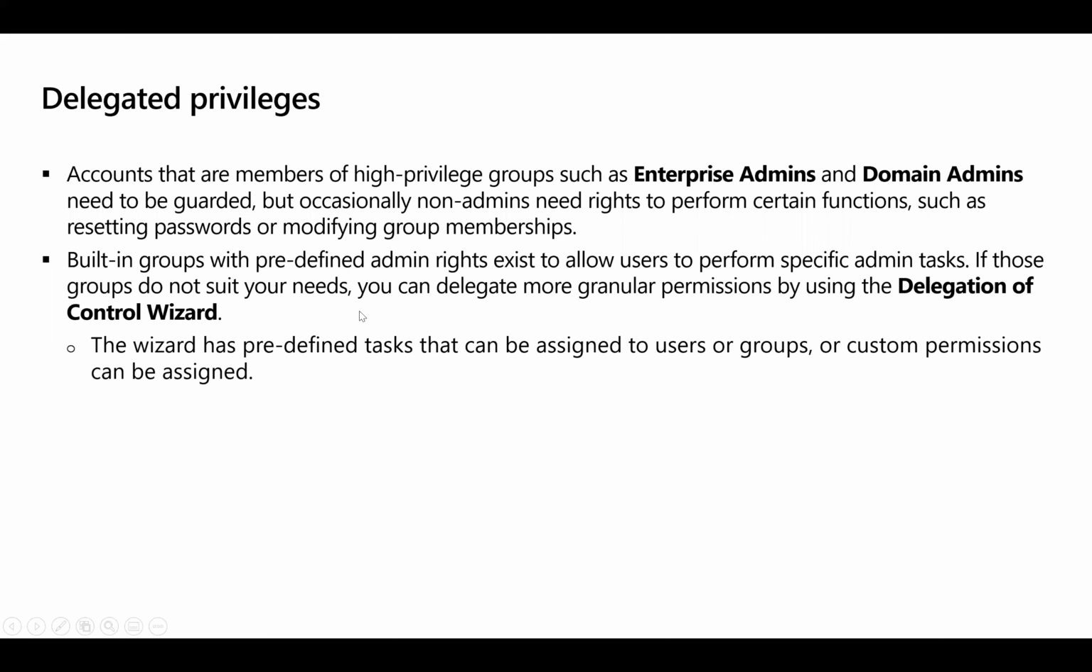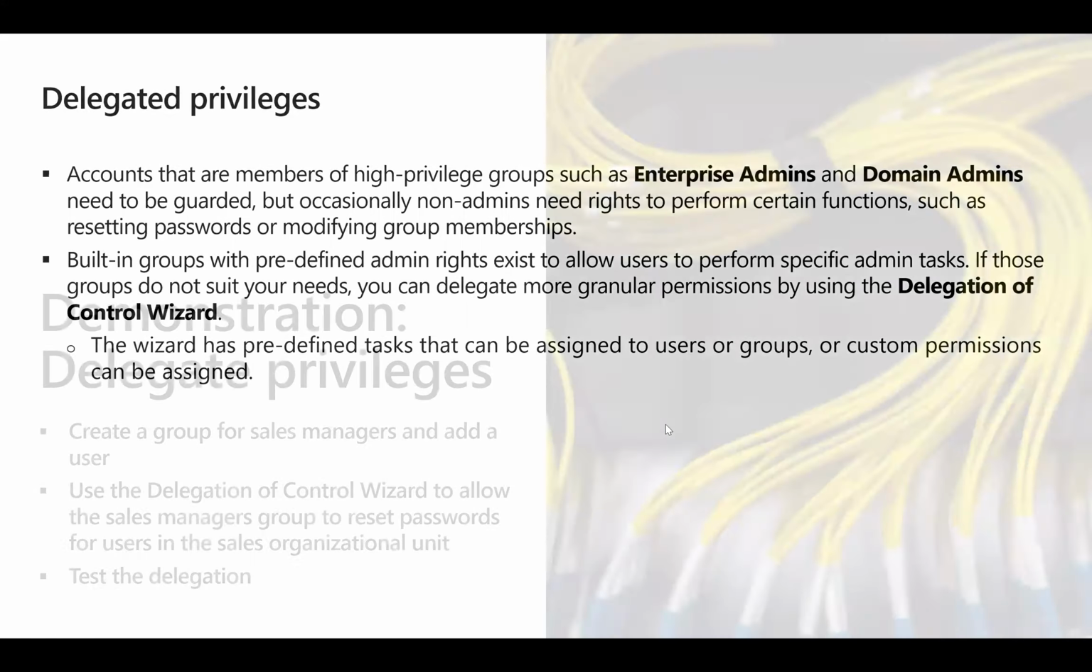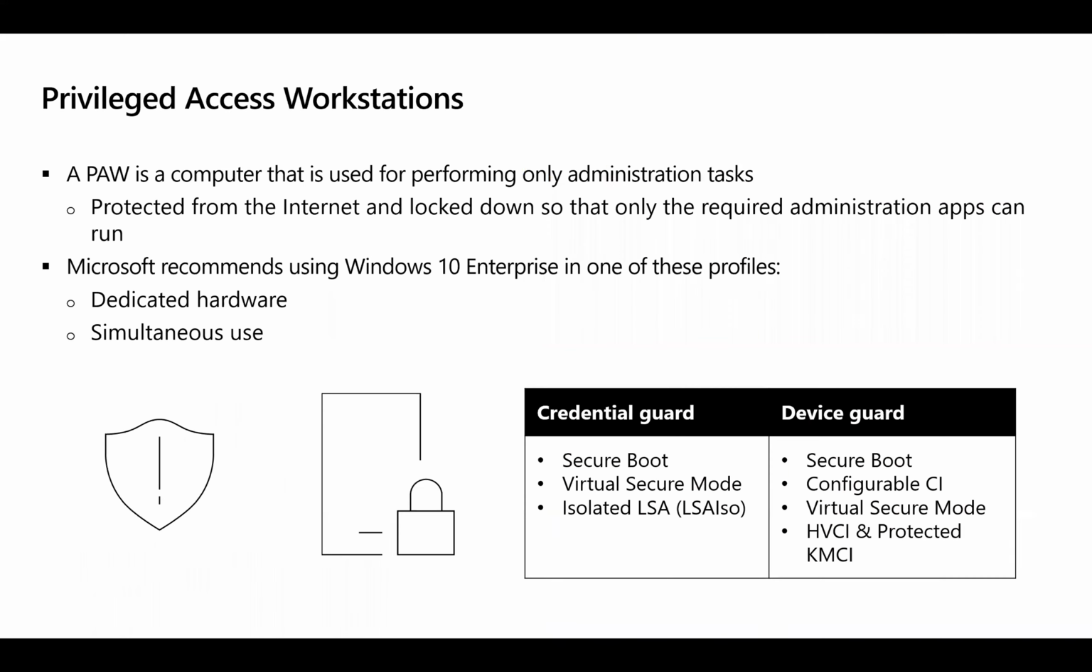Next, delegated privilege. When someone asks you, let's say as a system admin, there is a help desk team. You grant access to the user with the specific task, let's say only resetting passwords. That is the one with the least privilege. This is done in the Delegation of Control wizard.